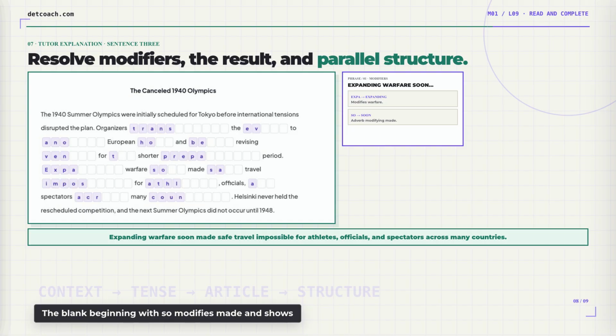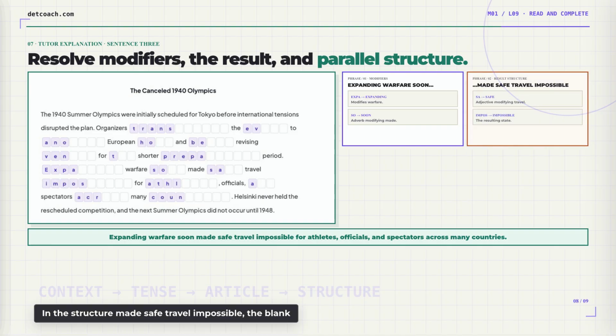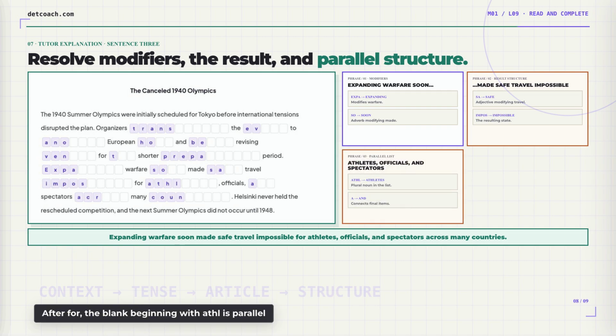The blank beginning with so modifies made and shows that the change happened quickly, so the answer is the adverb soon. In the structure made safe travel impossible, the blank beginning with sa modifies travel, so the answer is safe. The blank beginning with impos describes the resulting state of safe travel, so the answer is the adjective impossible. After for, the blank beginning with atho is parallel with officials and spectators, so the plural noun athletes is required. The blank beginning with the letter A connects officials and spectators, so the answer is and.